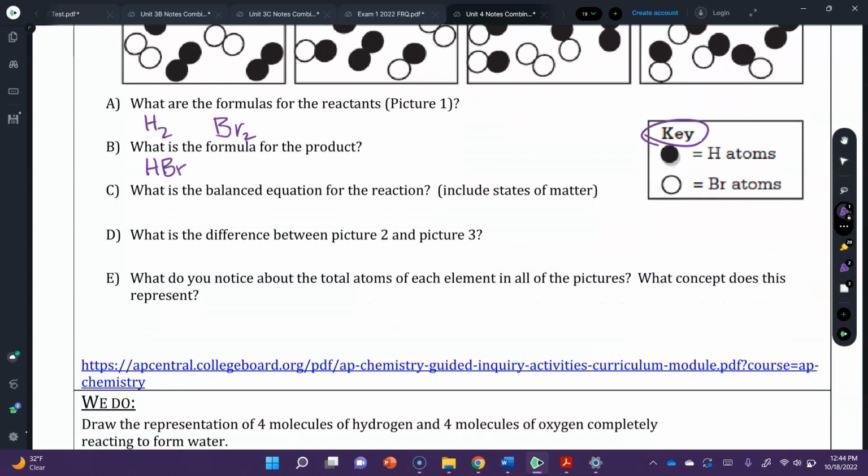The balanced equation for the reaction, if we were to do this, we start with picture 1, which has just reactants, so that's hydrogen, and that is a gas, because they are all separated and spread out, plus bromine gas, and it is all separated and spread out, so that is a homogeneous mixture up there.